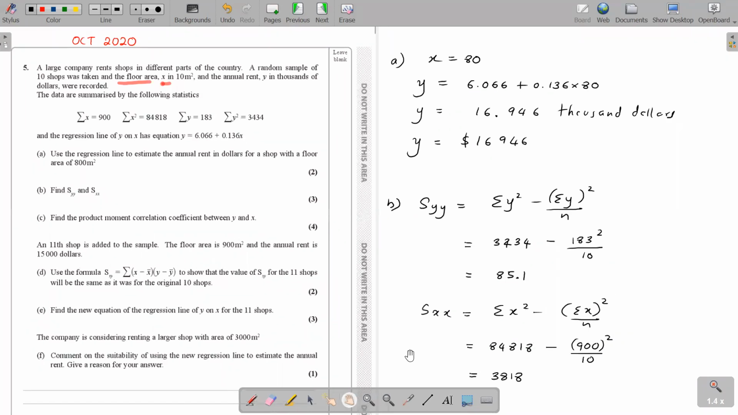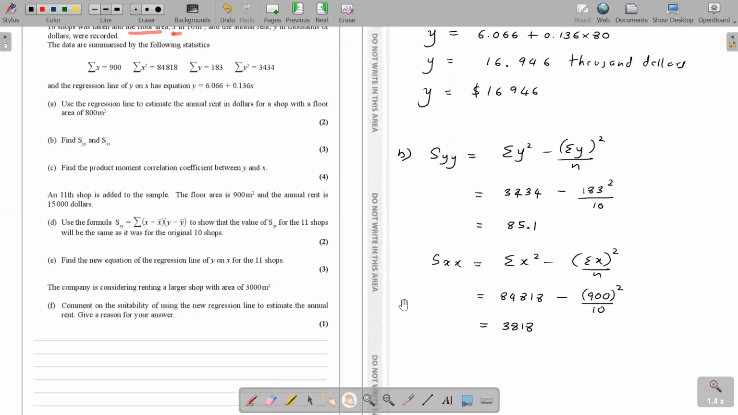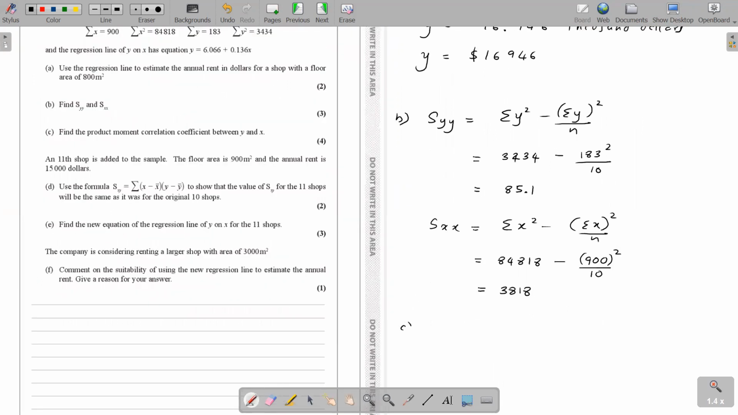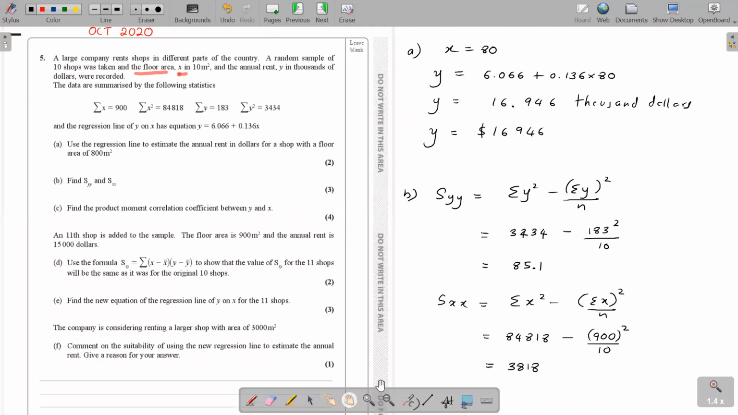Part C, they ask you to find the product moment correlation between Y and X. How do you get the product moment correlation? Normally the product moment correlation is SXY divided by the square root of SYY into SXX. Now you can see we have a small problem here. We have SXX, we have SYY, but there is another value that I need to calculate, that is SXY.